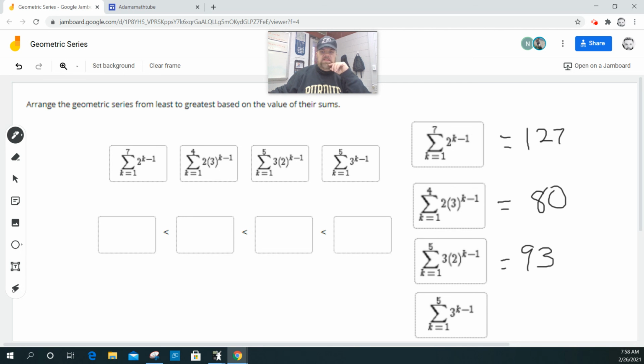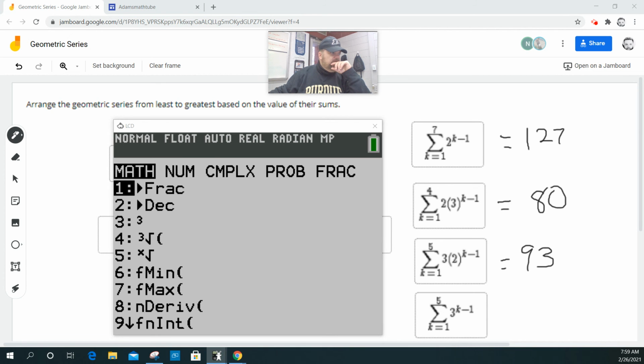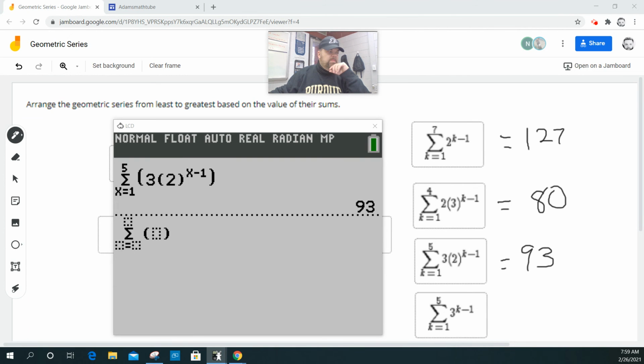And then my last one, again, I'm going to hit math. Now I know it's 0, so I'm just going to hit 0. Watch this. Boom. Automatically pulls it up. Equals 1.